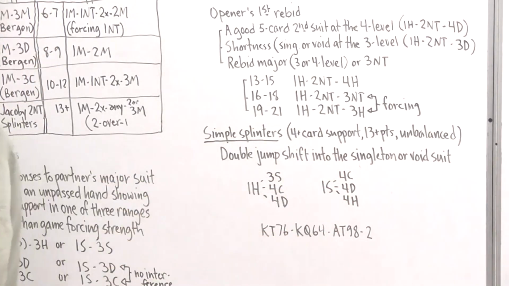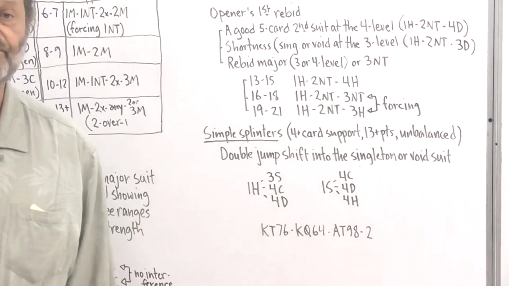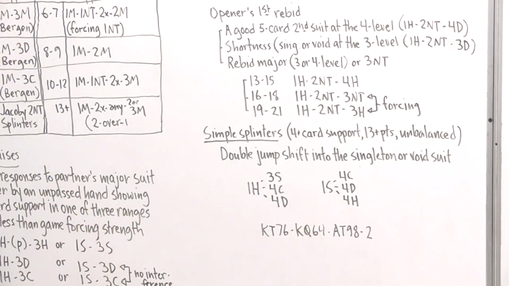And we might do that with a hand like this. When the partner has opened hearts or spades, we have 4-card support and game force and strength. And with shortness in clubs, if partner opens 1 heart, we bid 4 clubs to show this hand. And partner will then decide whether he or she has more interest in slam.